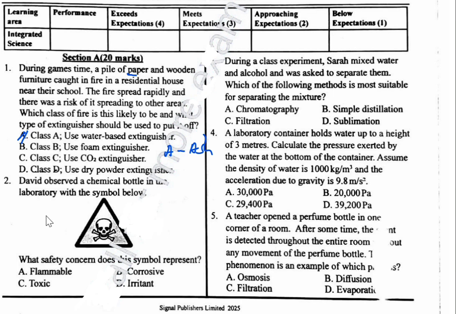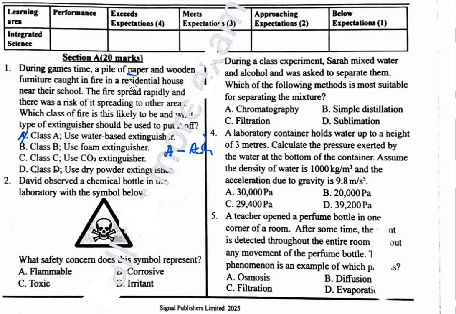We continue to question number 2. David observed a chemical bottle in the laboratory with the symbol below. Here we have the symbol. What safety concern does this symbol represent? So you have a skull and bones. A, flammable. B, corrosive. C, toxic.